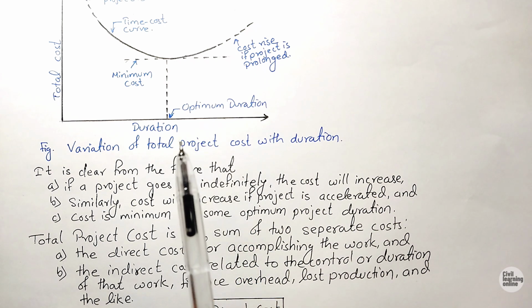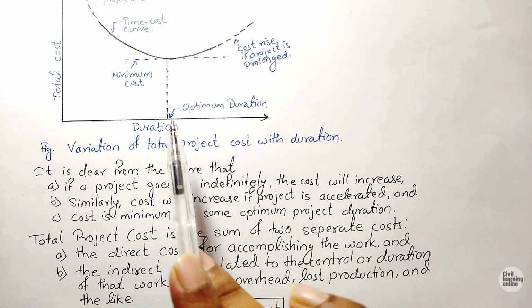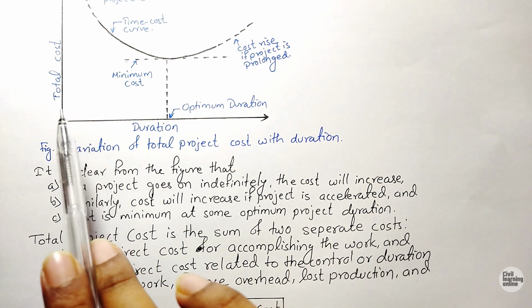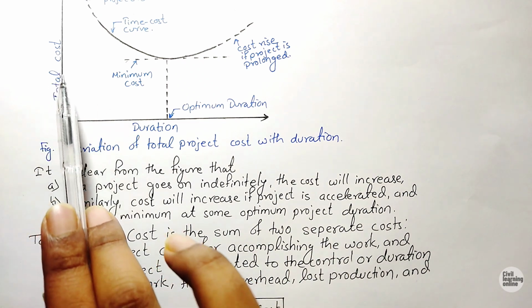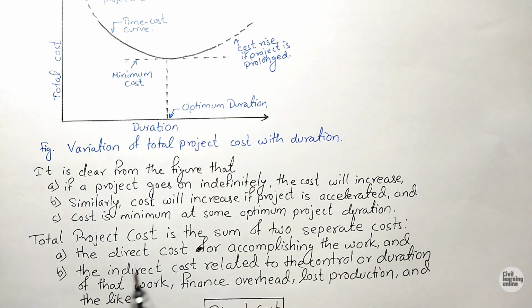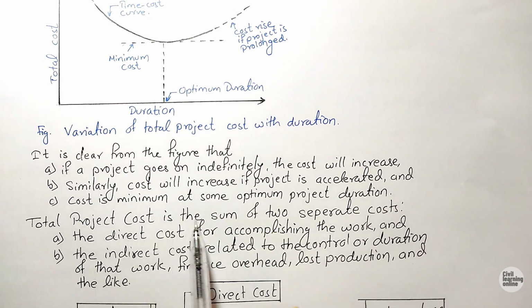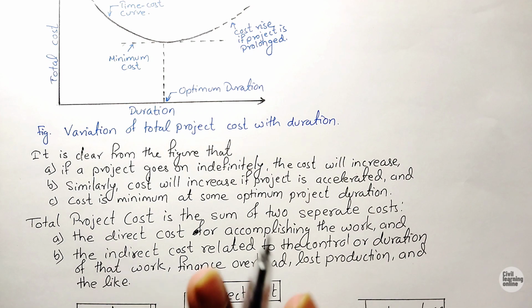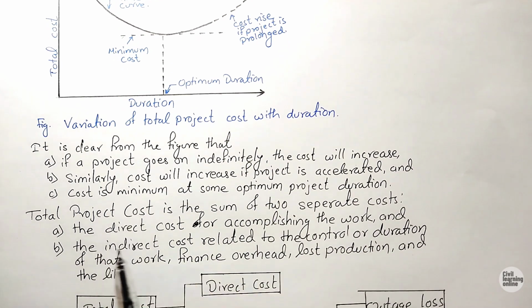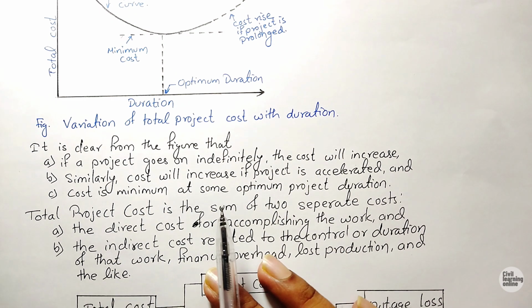We also know that the optimum duration is that duration which allows us to establish a proper suitable relationship between time and cost. And further, the total cost is the sum of 2 separate costs. First is the direct cost for completing the work, meaning the cost which we require to complete the work. And the second is the indirect cost related to control or duration of that work: finance, overhead, lost production and the like. Those things are called indirect cost.